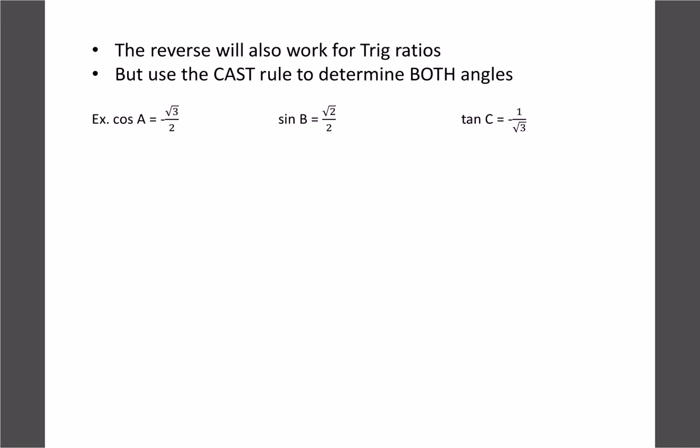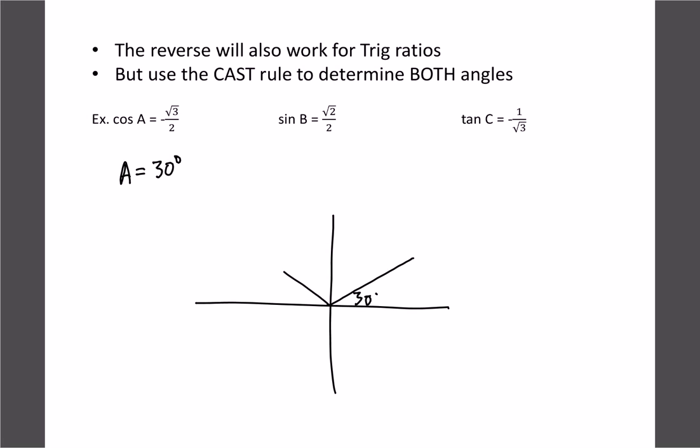Okay, the same thing works in reverse, and sometimes these are a little trickier, but we basically do the same thing. So here we have cosine of A is negative root 3 over 2. So if we look on our list where cosine is root 3 over 2, that gives us 30 degrees. So we know our reference angle has to be 30 degrees. What we don't know is which quadrant it's in. It could be in any of the 4 quadrants. They would all give us root 3 over 2.